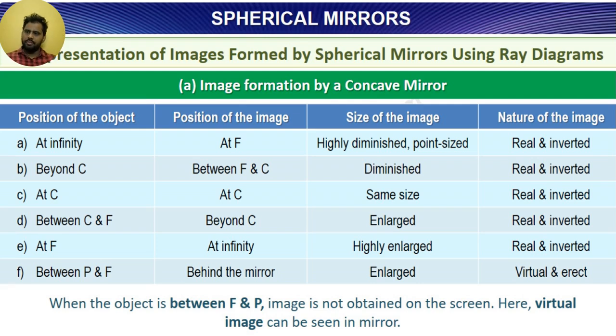Now between P and F, the position of image will be behind the mirror, the size of the image is enlarged, and the nature of the image is virtual and erect. So when the object is between F and P, focus and pole, the image is not obtained on the screen. Here a virtual image can be seen in the mirror. So just memorize all this.